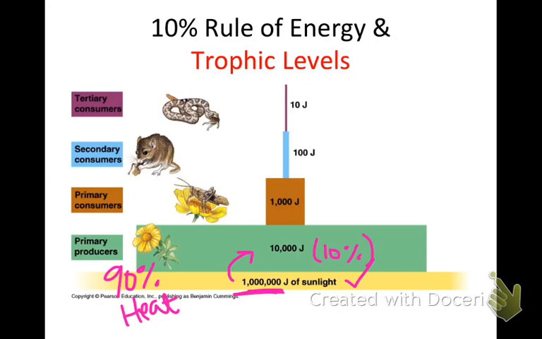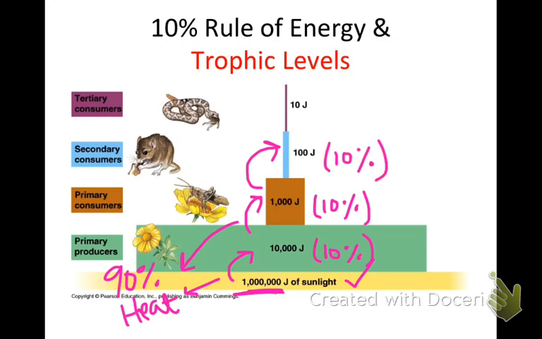Whenever that grasshopper eats the plant, it only gets to keep 10% of the energy from the plant. So it's 1,000 of that 10,000. And again, 90% of it's coming off as heat. Why? That grasshopper has to break down that plant material it ate and uses it for energy. Whenever that mouse eats that grasshopper, again, it's only going to get 10% of that 1,000 for itself to keep. So we're down to 100 joules. Again, 90% of it is coming off as heat.